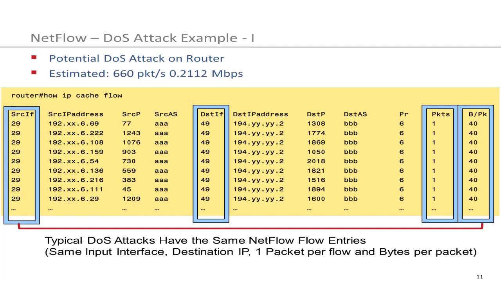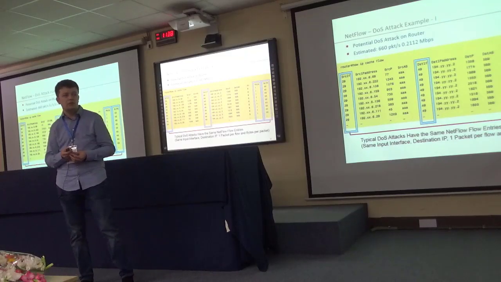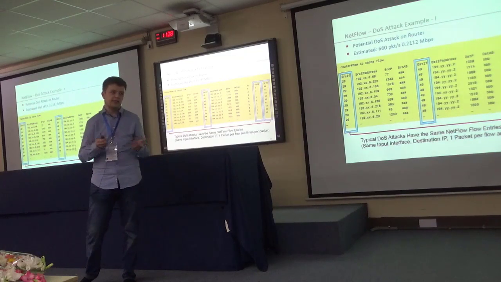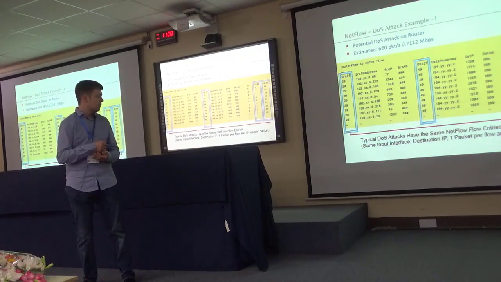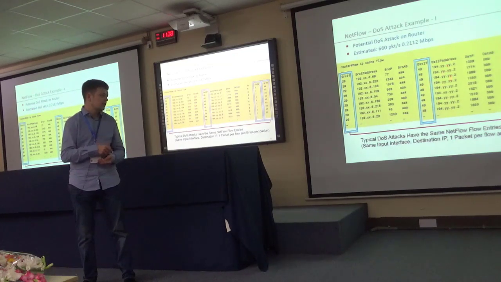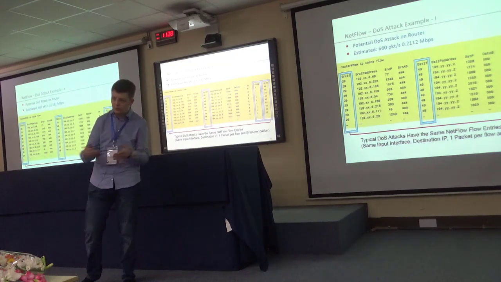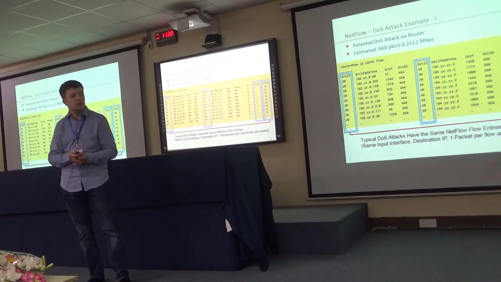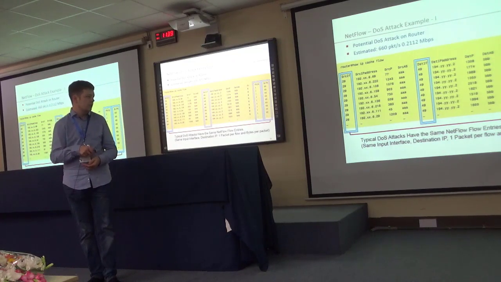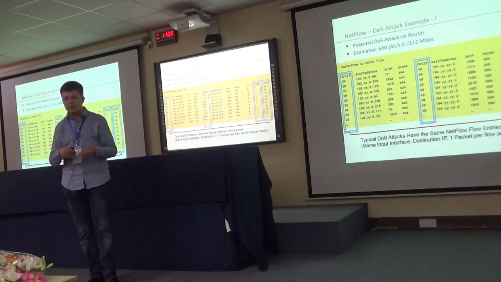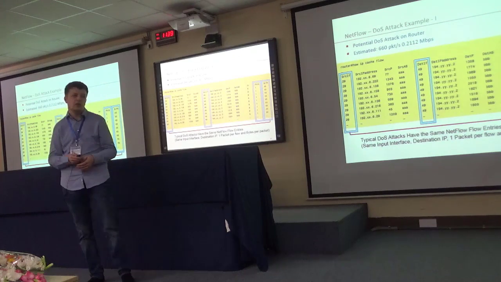Usually these DOS attacks have, as I said, some of the same NetFlow entries. Sometimes it's even the same source IP address. In this case it is not, but it's always the same destination IP address, of course, because we want to DOS that certain host. And usually they also have the same properties here. Could also be something other, some 80 bytes per packet, but then it would always be 80 bytes.